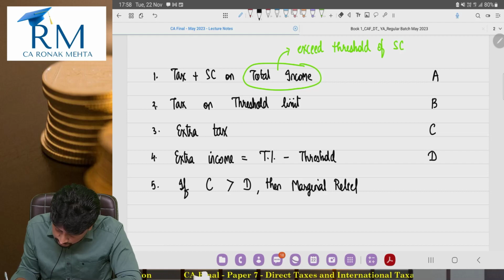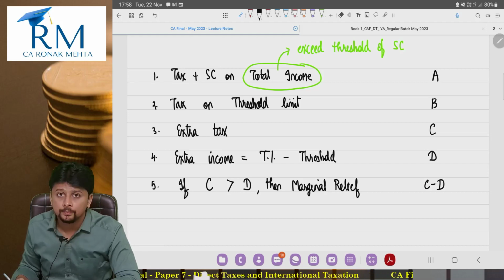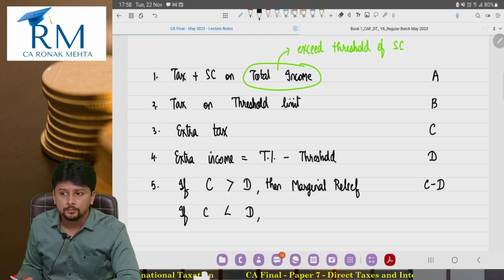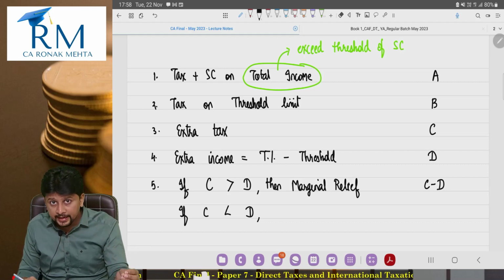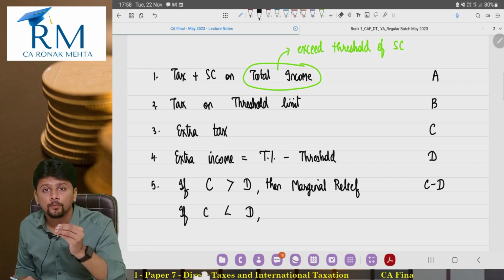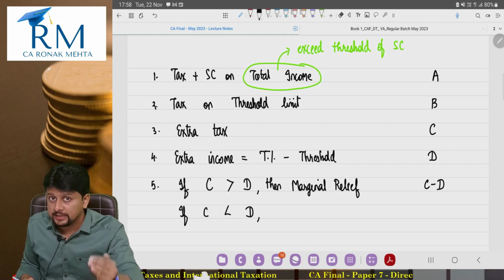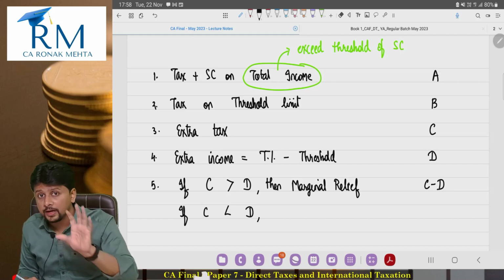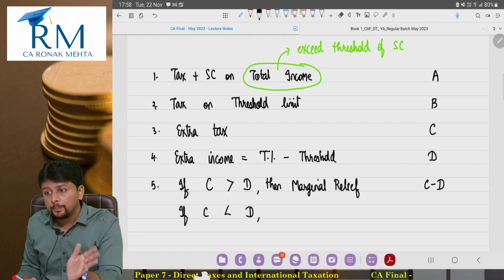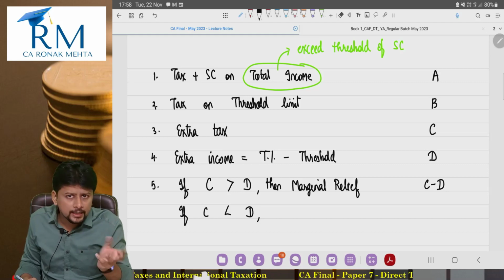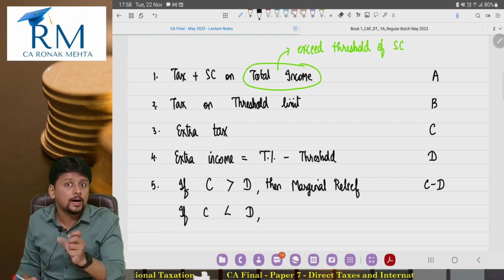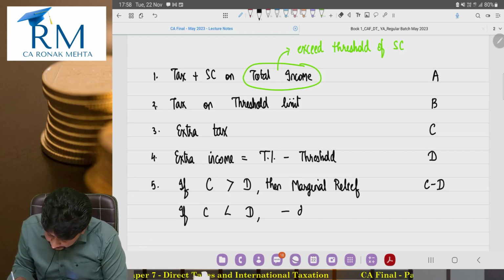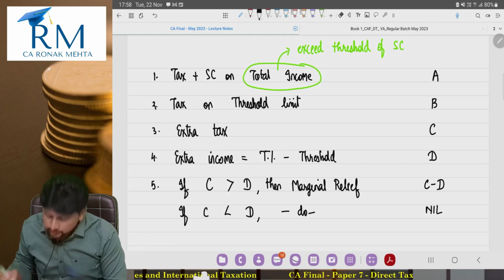And what will be the marginal relief? C minus D. But suppose my C is less than D, that means my extra tax is less than my extra income. Or in other words, I have enough extra income to pay that extra tax. So I don't need any relief. My income is not marginally above, it is way above the threshold. So in that case, my marginal relief will be 0.